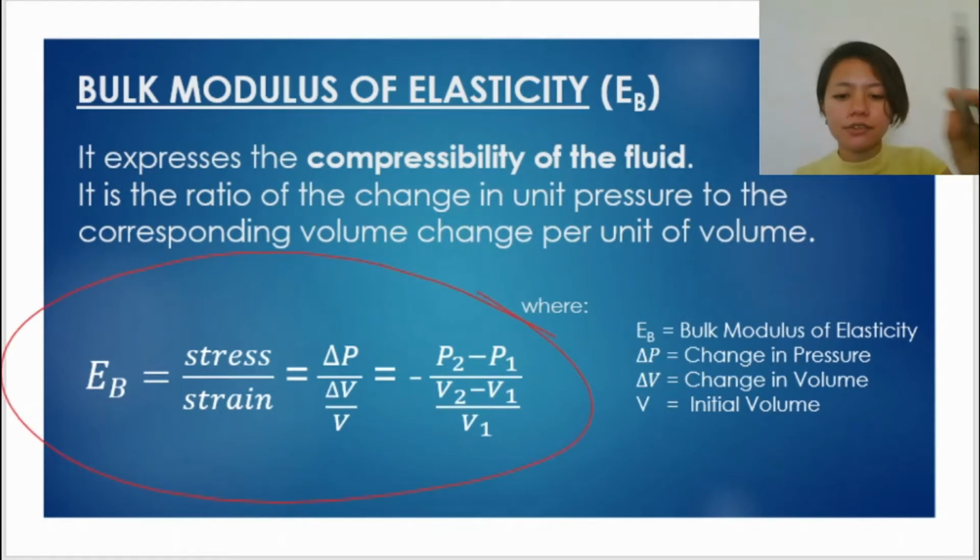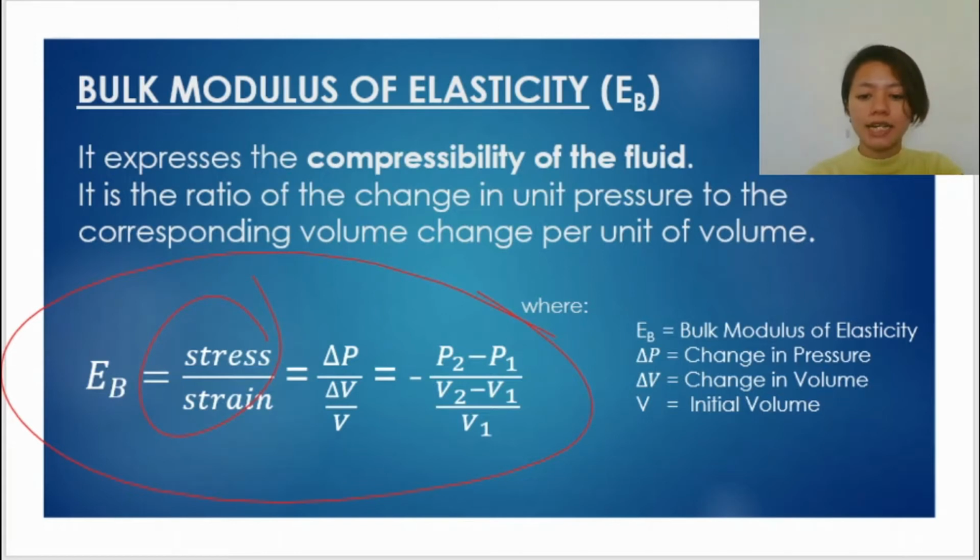So we have another formula here. E sub B equals stress over strain, a formula we usually encounter in strength of materials. Its simplified formula is change in pressure over change in volume over initial volume. In its most simplified form, it equals negative P2 minus P1, where P2 is your final pressure and P1 is your initial pressure, over volume final minus volume initial, all over V1.